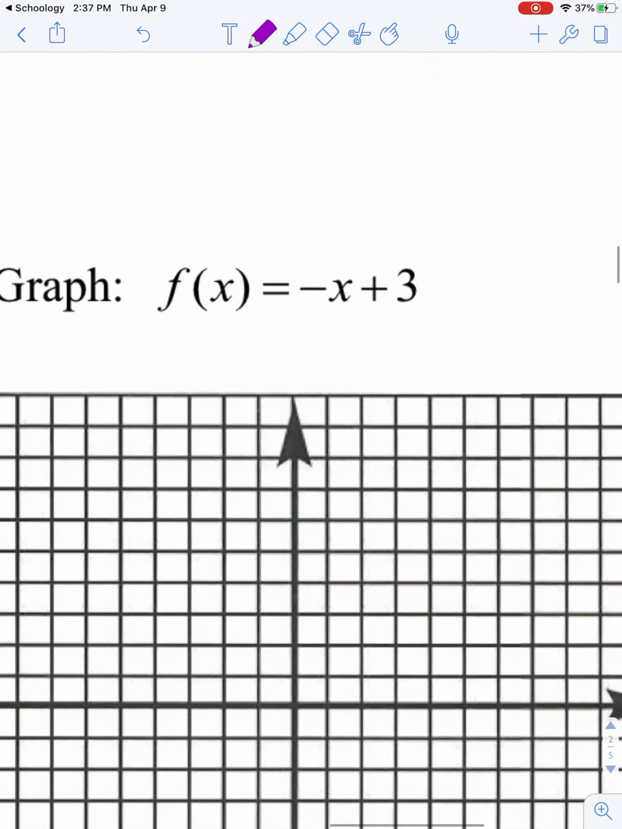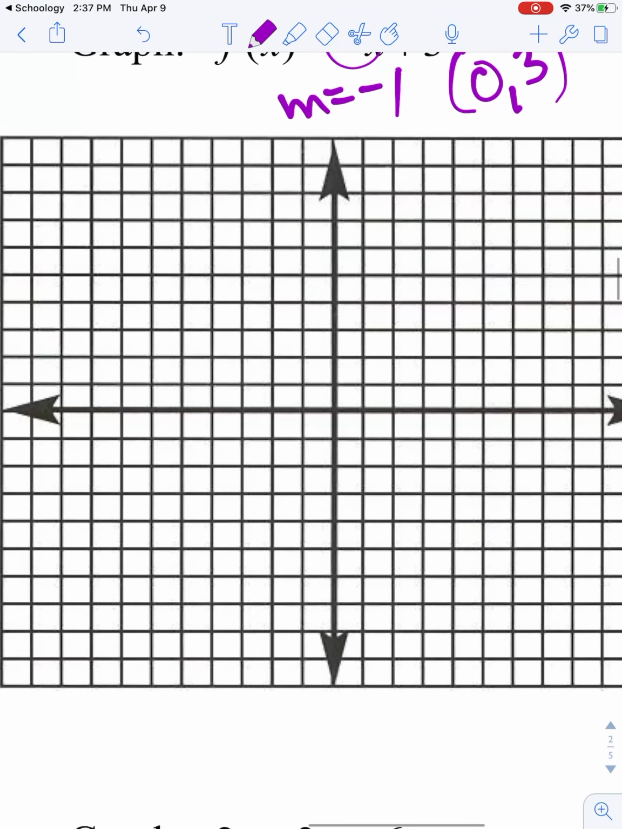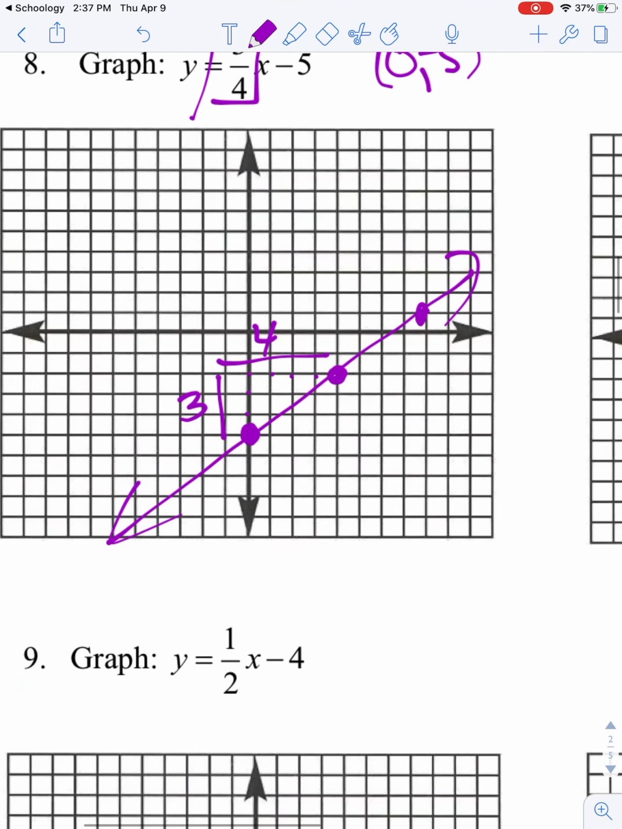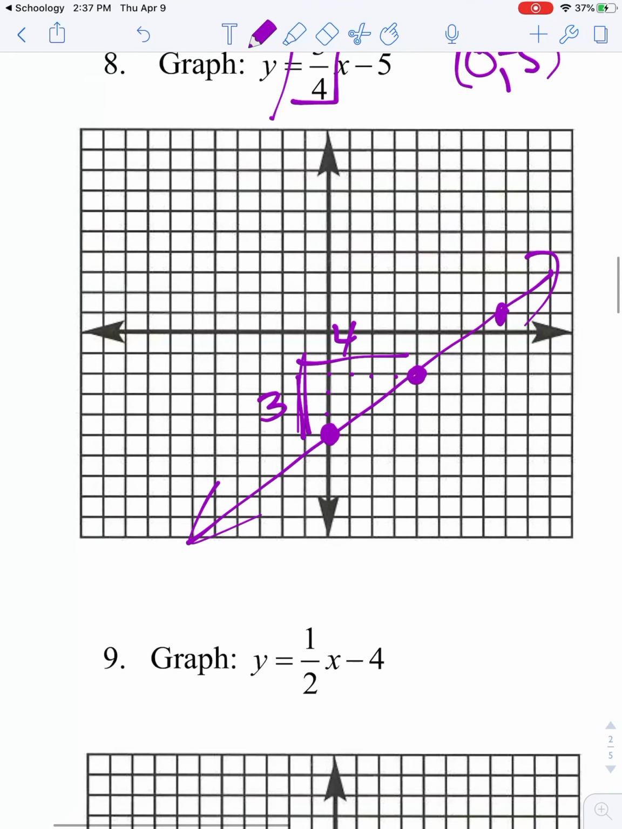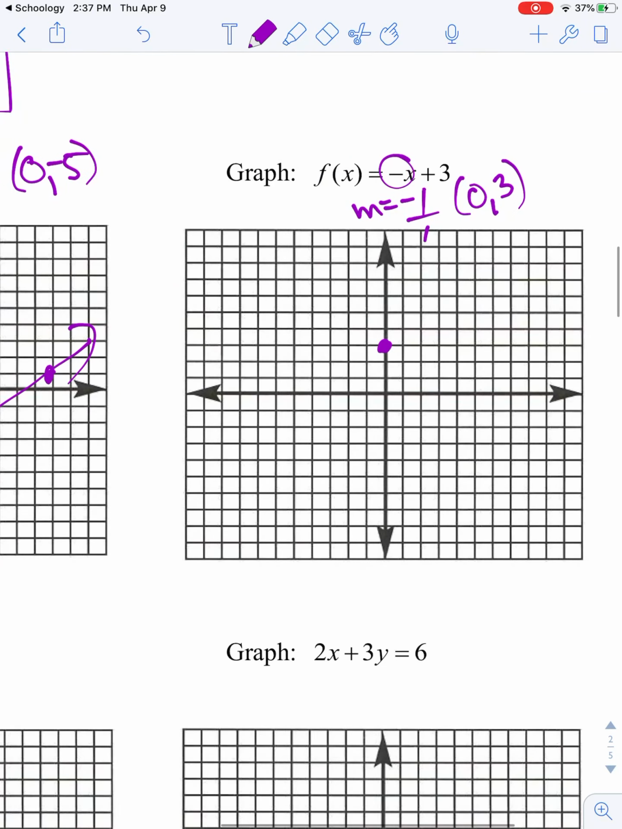Okay, so you always start at the y-intercept. This one you're going to start at 0, 3. And your slope here is this number in front, -1. So if I do that, -1 over 1. Now because it's negative this time, so if the slope is positive like it was here, I always go up. If it's negative, I go down, and I always go to the right, just to make it easy. So because this is a negative, I'm going to go down, and then to the right. Down, and then to the right. And then there's my line.